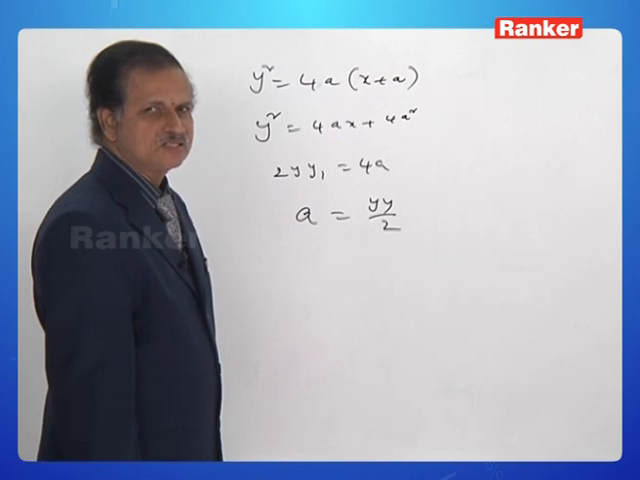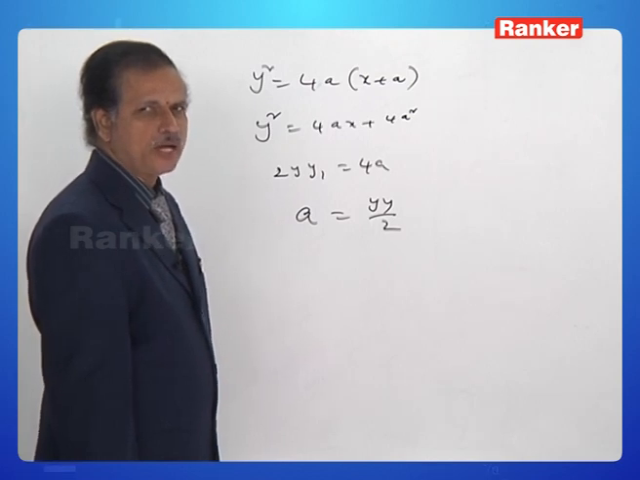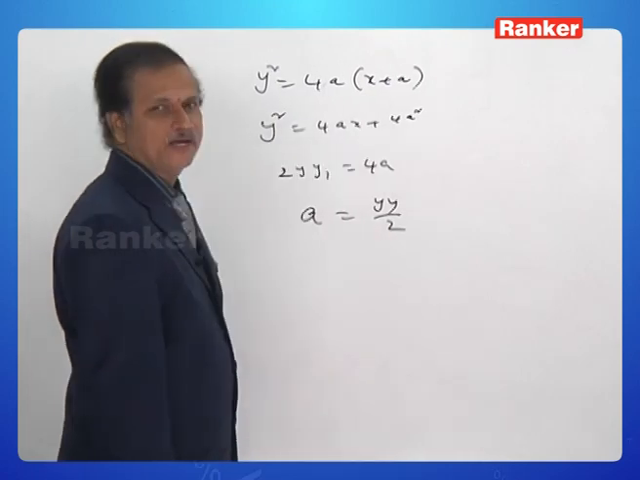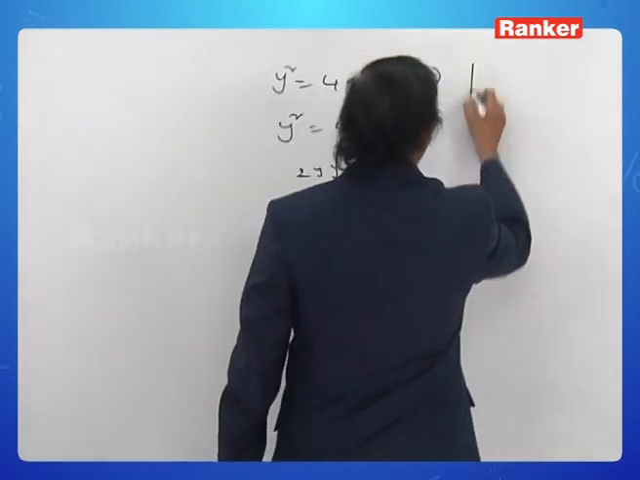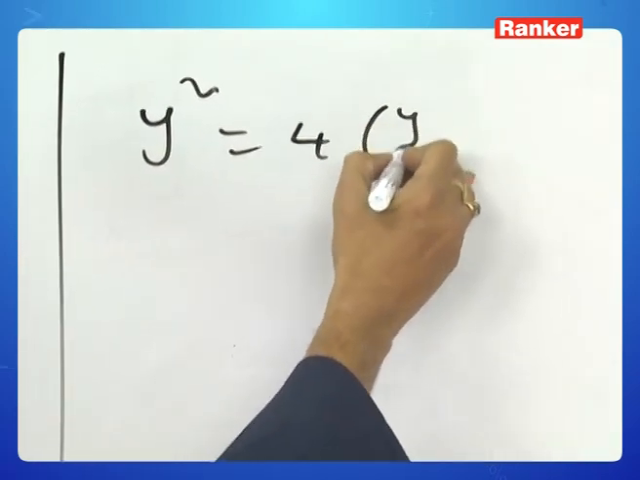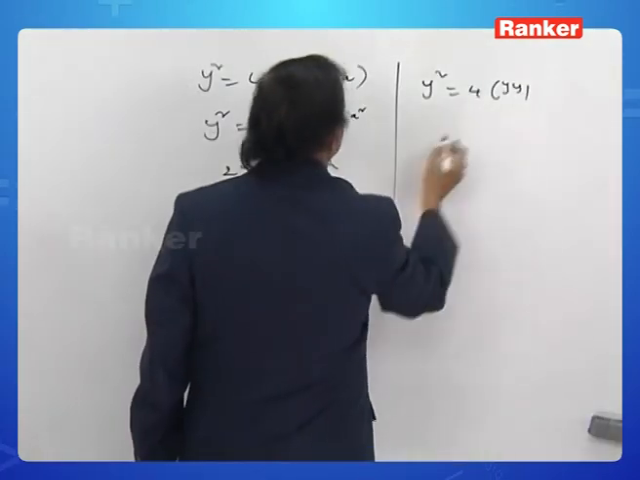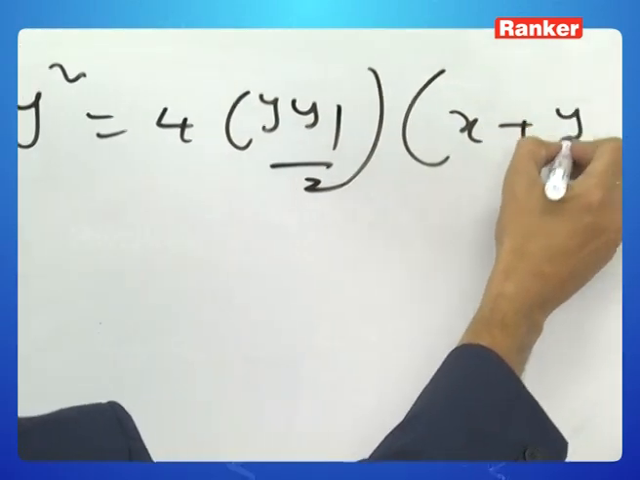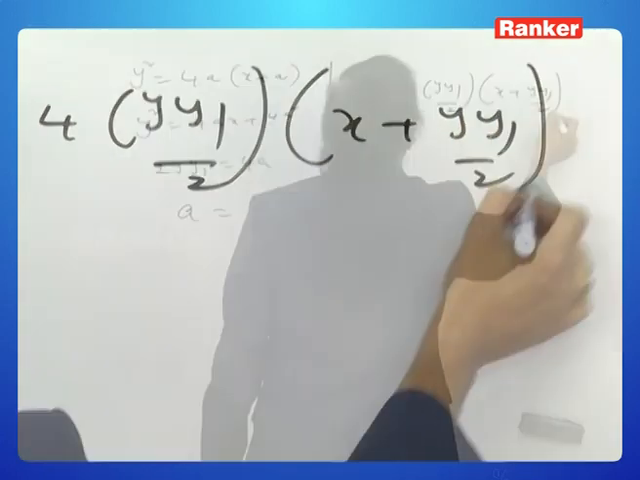Why is it necessary to know a? We are going to substitute this there. Come on, what is going to happen? y square is equal to 4 into yy1 by 2 into x plus yy1 by 2.